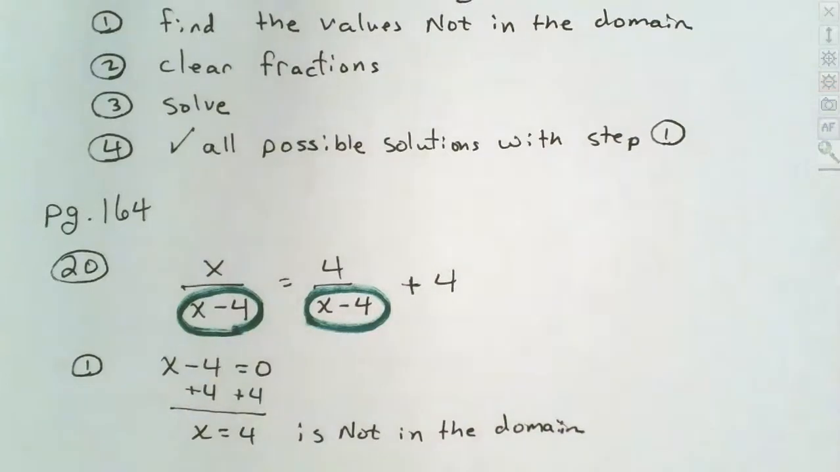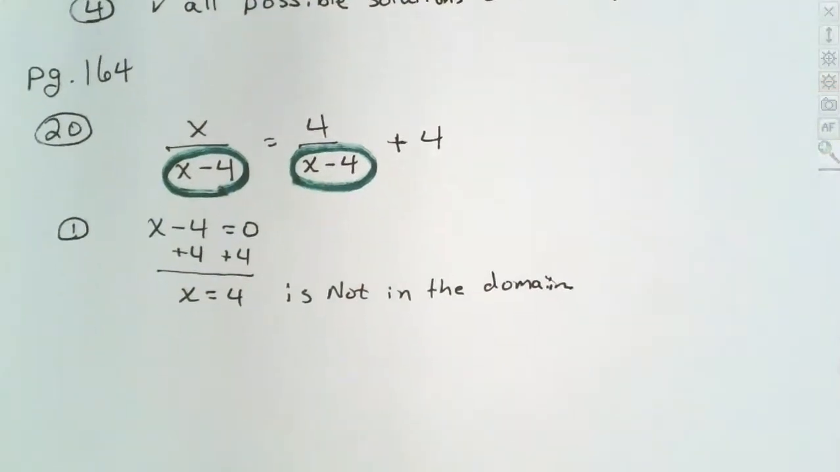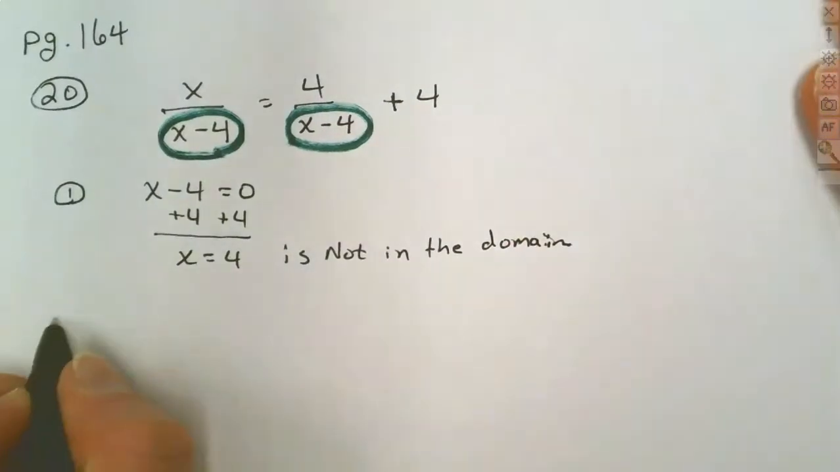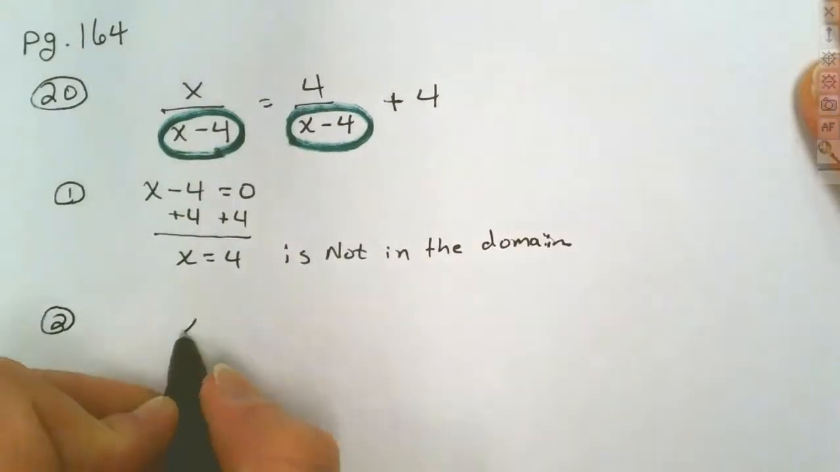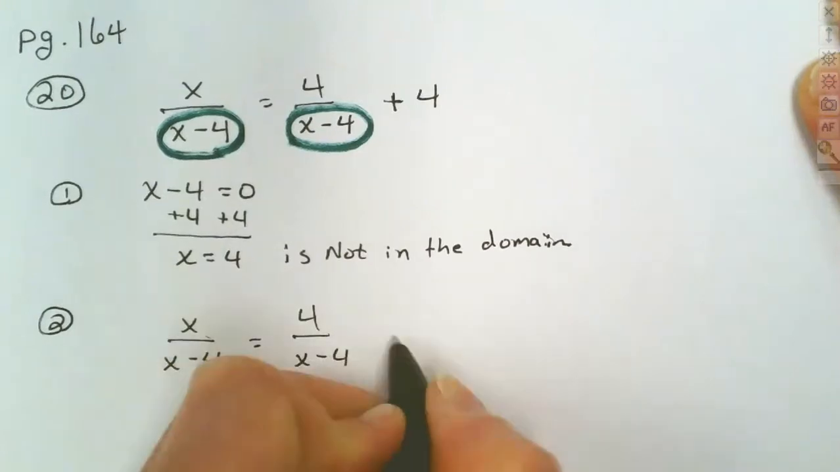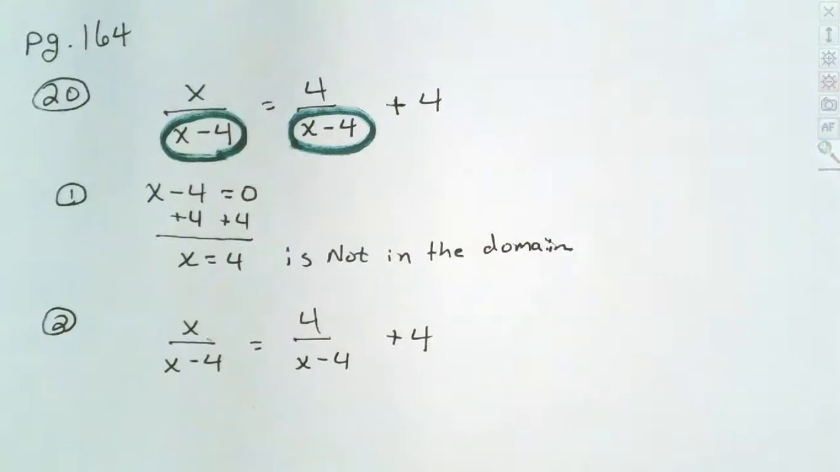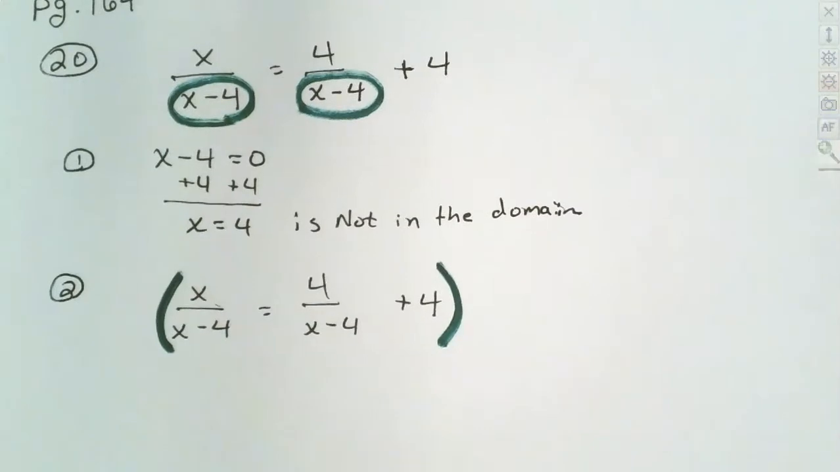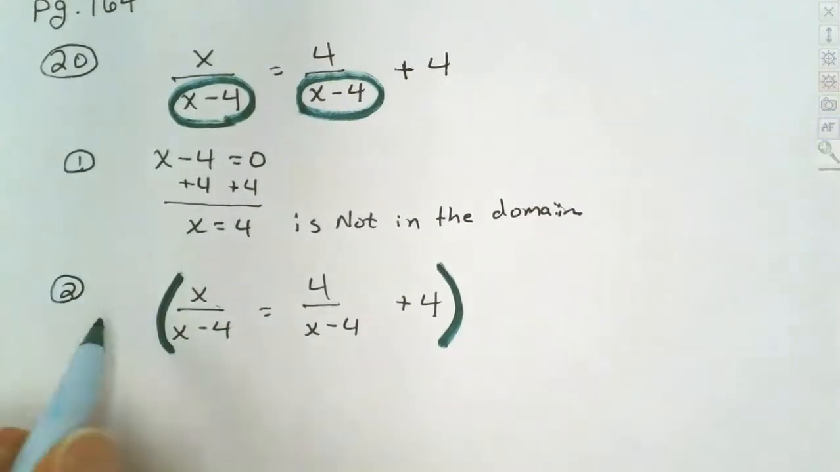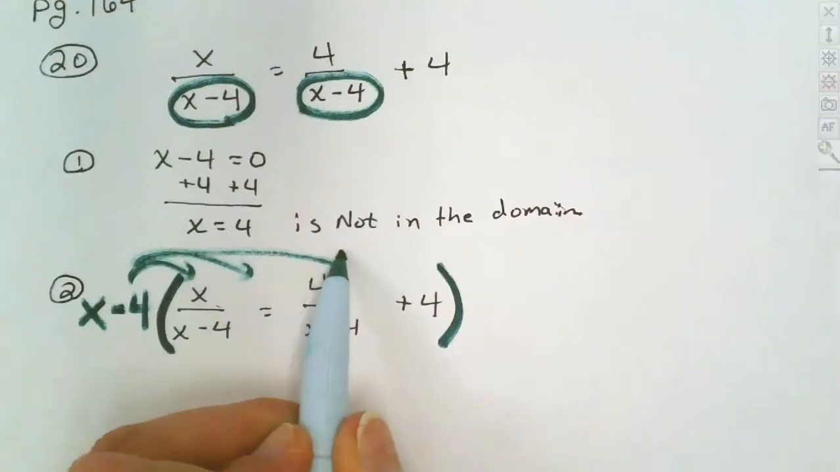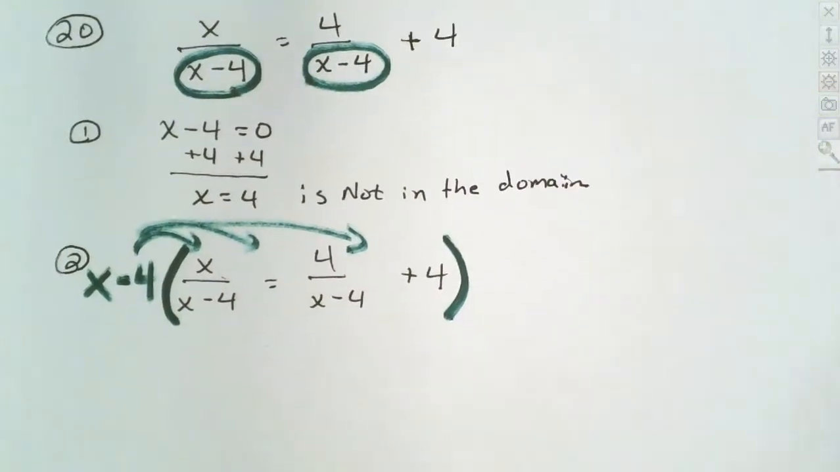And why is that not in the domain? Because that would give you division by what? 0, and we don't want that. So we just have to know what it is first. Now we're going to clear our fractions. So step 2 is clear out the fractions. And how do we clear out our fractions? Well, we clear out our fractions by multiplying everything now by what? We're going to multiply everything by what's in our denominator, x minus 4. So we'll multiply everything now by x minus 4. That's going to clear out all of our fractions.